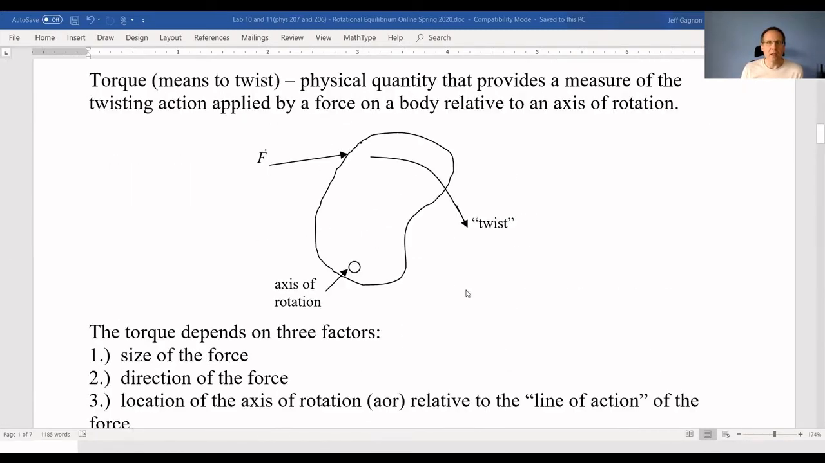Okay, torque. Torque is a quantity that represents the ability of a force to cause a rotation. It depends on several things, and I'll explain this. I'll go over to the iPad in a second to explain this more carefully. It depends on the size of the force, it depends on the direction of the force, and it depends on the location of the axis of rotation relative to the line along which that force acts. Okay, so let me go to the iPad and explain this more carefully.